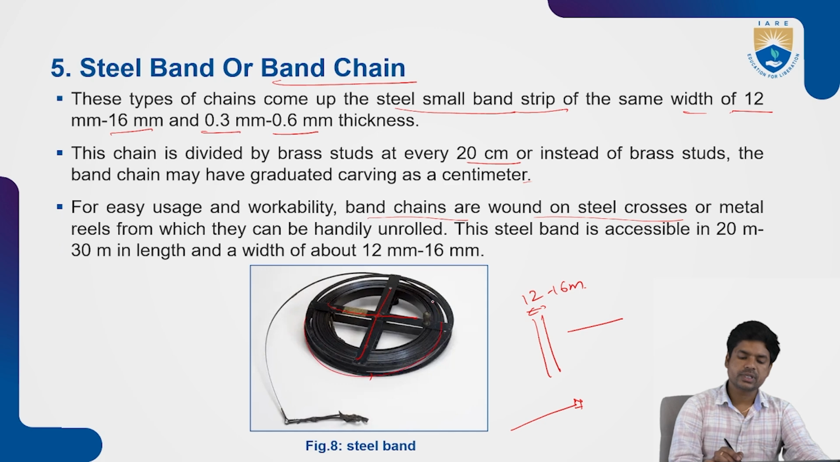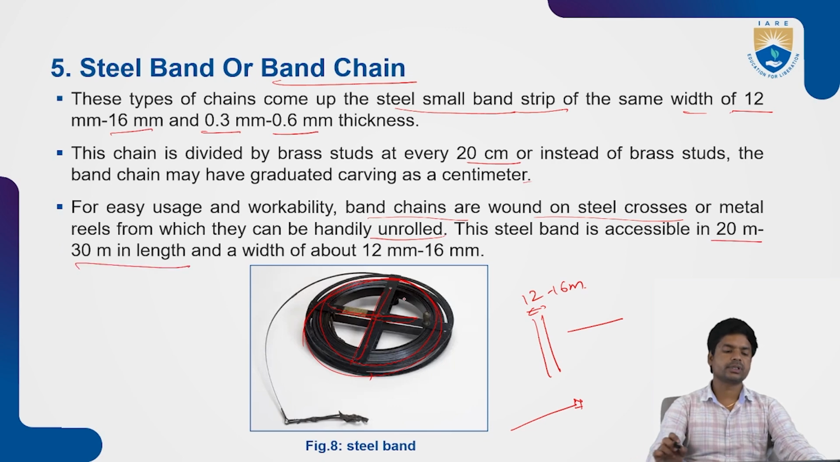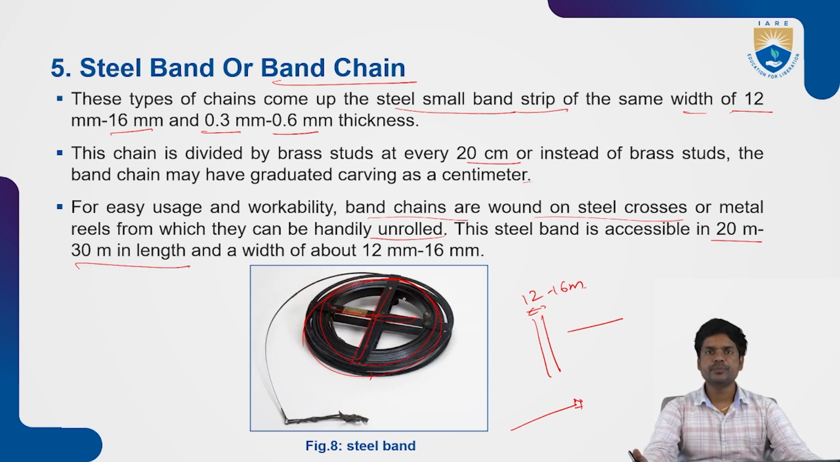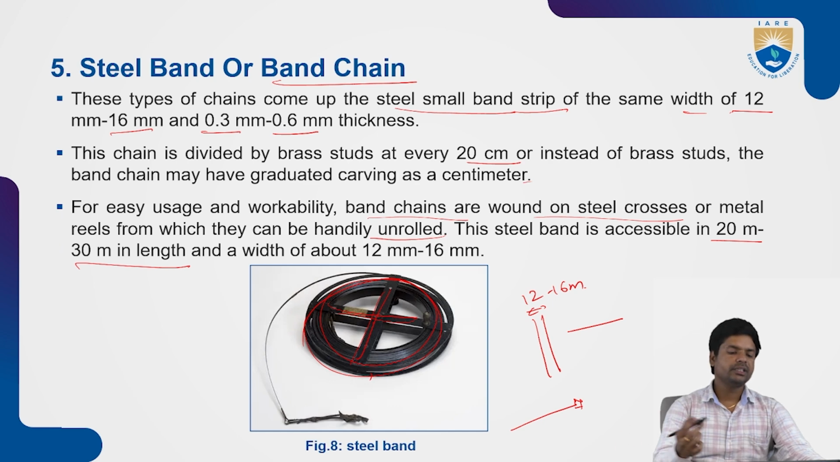For easy usage and easy carrying, we wind the total chain onto this cross, or metal rails, from which it can be handled and unrolled. From this we can fold it and unroll it. This steel band is available in 20 meters to 30 meters length, and the width of this chain is around 12 to 16 mm, as mentioned before.